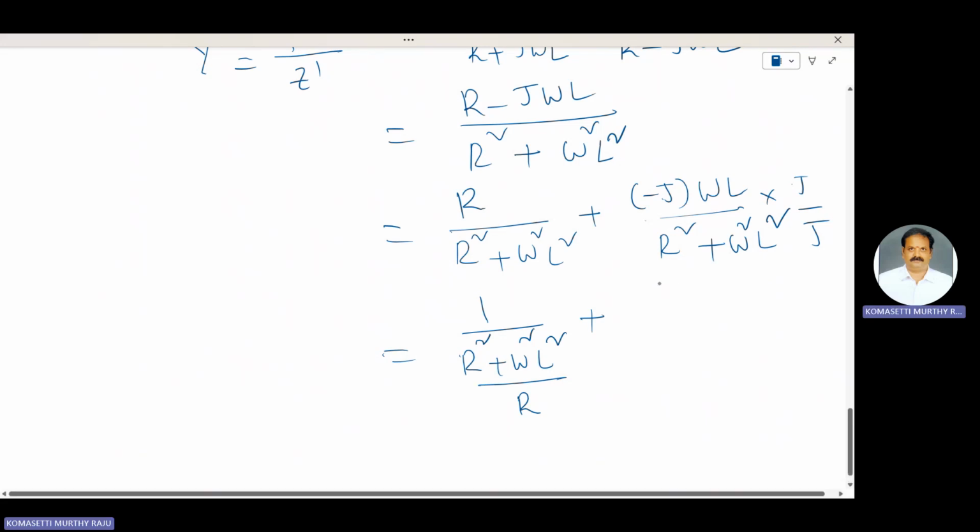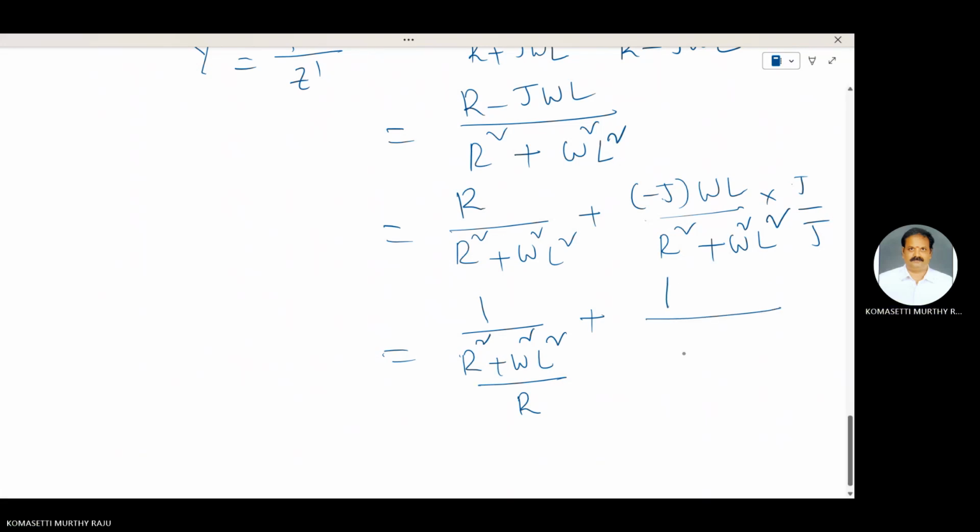Here 1 by j into j, j square. j square is minus 1, minus into minus plus. Here j R square plus omega square L square by omega L.